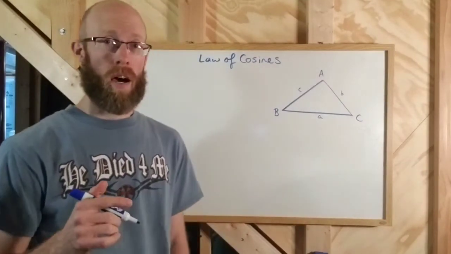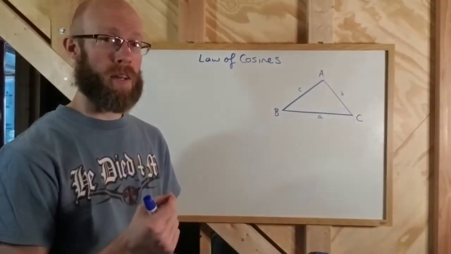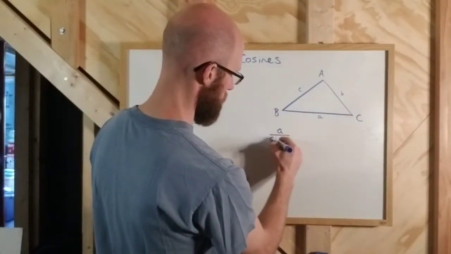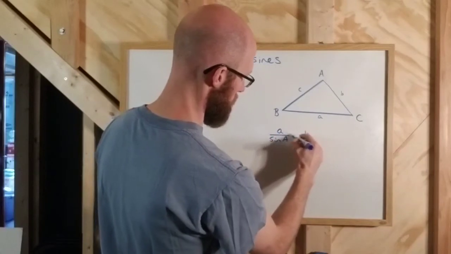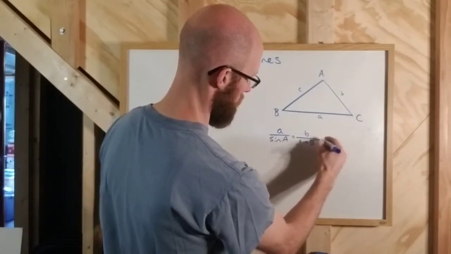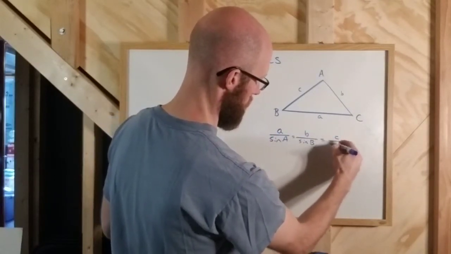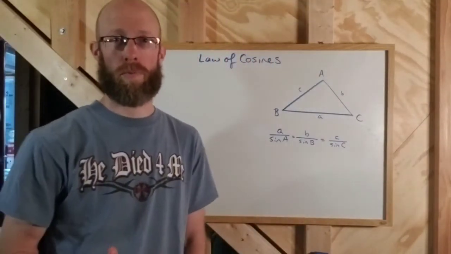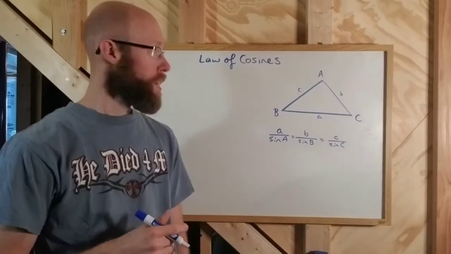First of all, we've talked about the law of sines. And we know that little a over the sine of A equals little b over the sine of B, which equals little c over the sine of angle C. So that's our law of sines, and we've proven that before now.